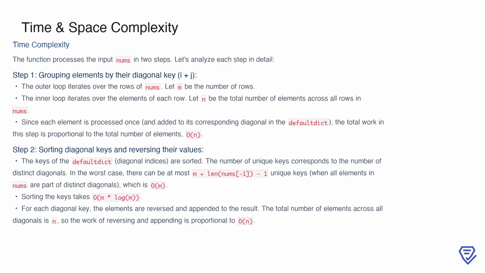In the second step, we handle the diagonal keys. First, we sort these keys, which represent the indices of the diagonals. The number of unique diagonal keys is at most m plus len(nums[-1]) minus 1, which corresponds to the total number of distinct diagonals. Sorting these keys has a cost of O(m log m). After sorting, we reverse the elements of each diagonal and append them to the result list. Since the total number of elements processed remains n, the reversing and appending have a combined cost of O(n). These two steps together form the basis for the function's overall time complexity.